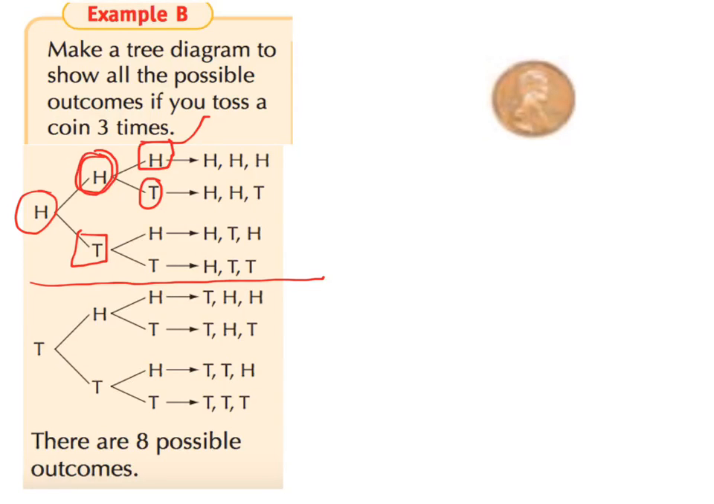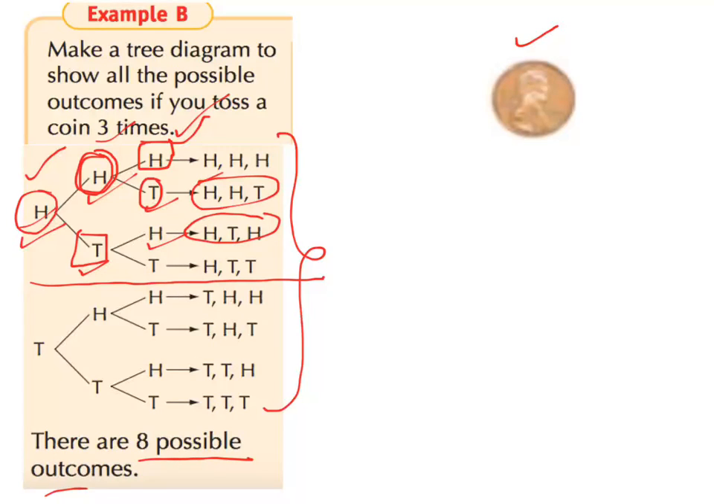So one possible outcome of tossing the coin 3 times is heads, heads, and heads. Another possible outcome could be heads, heads, and tails. Another possible outcome could be heads, tails, and heads. And you can go on listing down. So, how many possible outcomes will there be if you toss a coin 3 times? There are 8 possible outcomes, because if you count them, it's 8.